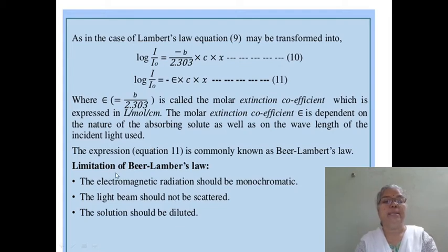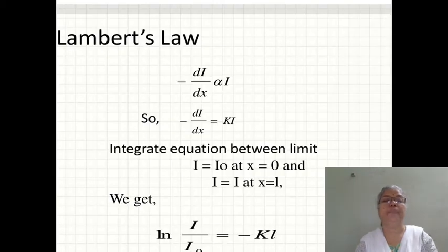Then we see the limitations of the Lambert-Beer law. The first limitation is that the electromagnetic radiation should be monochromatic, containing a single wavelength. The light beam should not be scattered, and solutions should be very dilute. Then and only then is the Lambert-Beer law obeyed. Otherwise, it shows deviations.